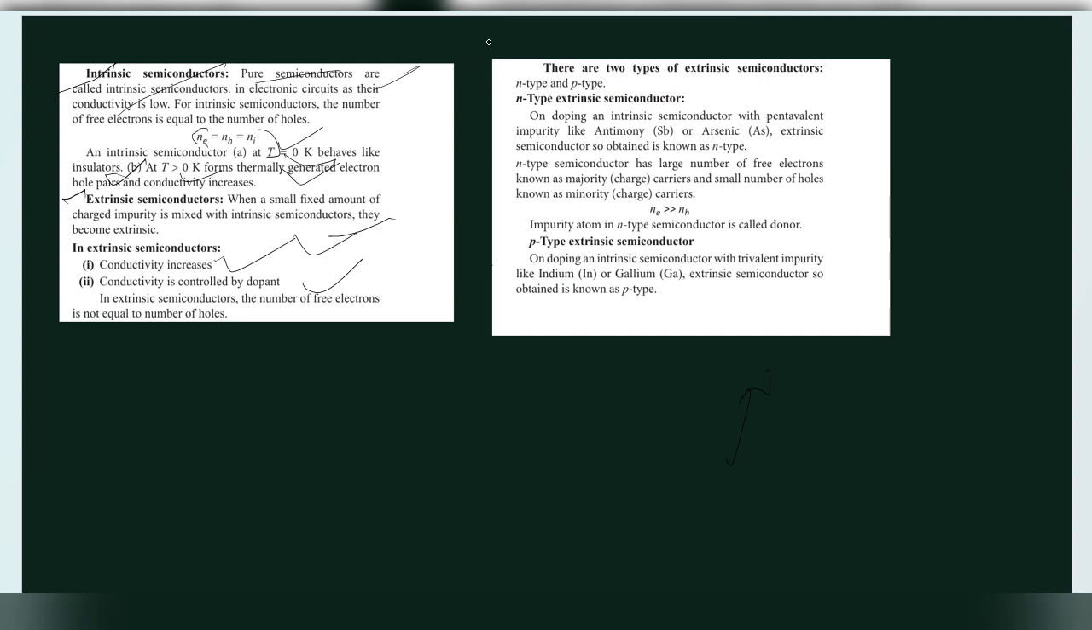There are two types of extrinsic semiconductor. First is N-type semiconductor and second is P-type semiconductor. What are N-type semiconductors? The N-type semiconductors are formed by adding pentavalent impurities to intrinsic semiconductors. What are pentavalent impurities? These are those impurity atoms which have 5 valence electrons.